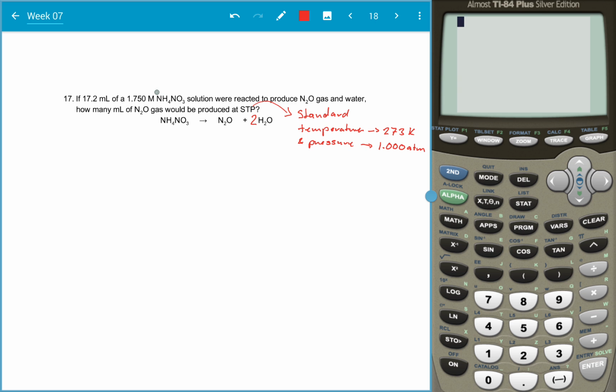The other number that I noticed is my 1.750 molar ammonium nitrate. That molarity has the equation of number of moles divided by liters, and I have 2 of these 3 numbers almost ready to plug in. The 1.750 molar is ready to go, but I'm going to have to do a quick conversion of my milliliters into liters.